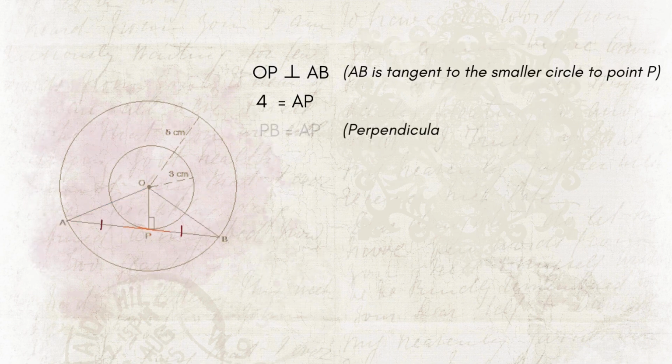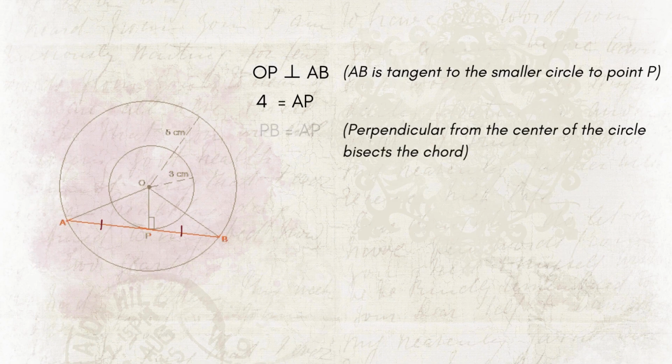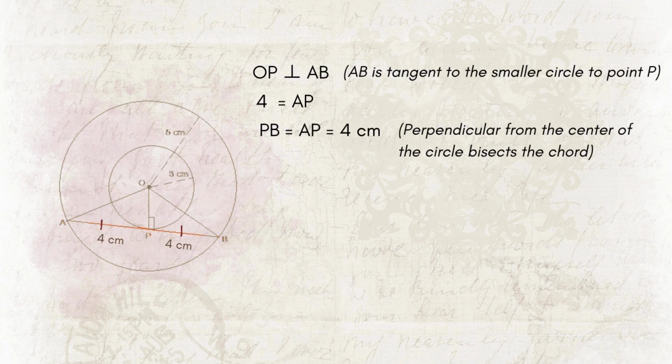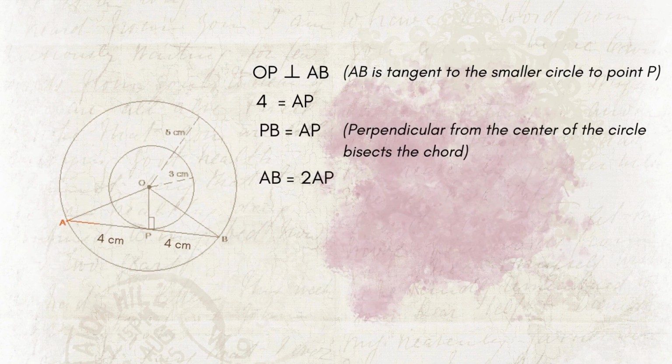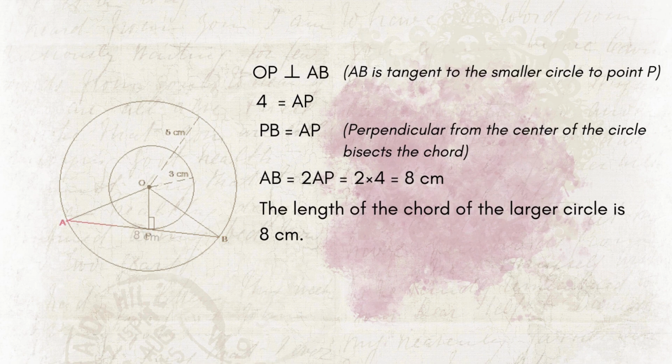Now, the perpendicular from the center of the circle bisects the chord. This is one theorem. That means AP is equal to PB. Thus, AP is equal to 4 and PB is equal to 4. So, AB, which is AP plus PB, will be equal to 8 centimeters. And this is the chord that we need to find the length for. So, the length of the chord of the larger circle is 8 centimeters.